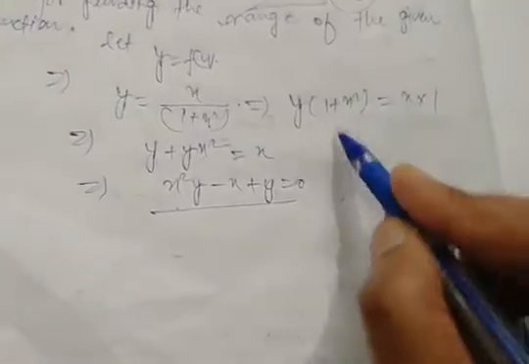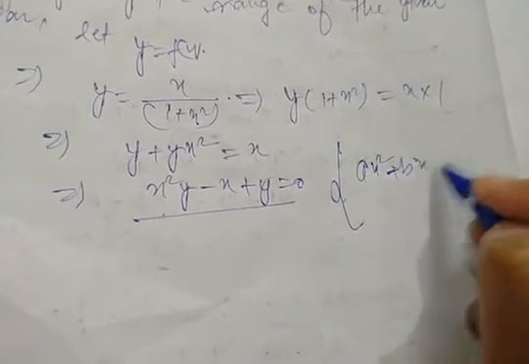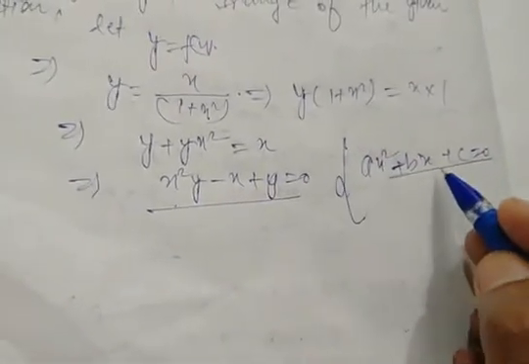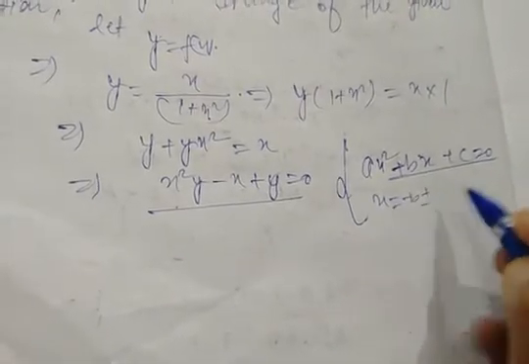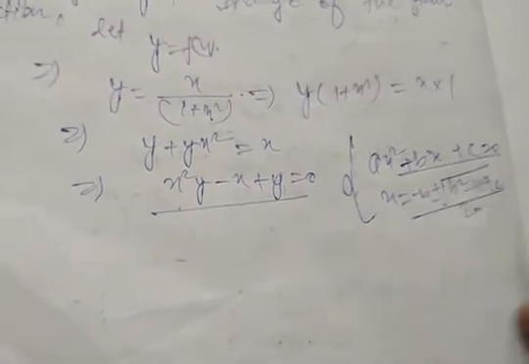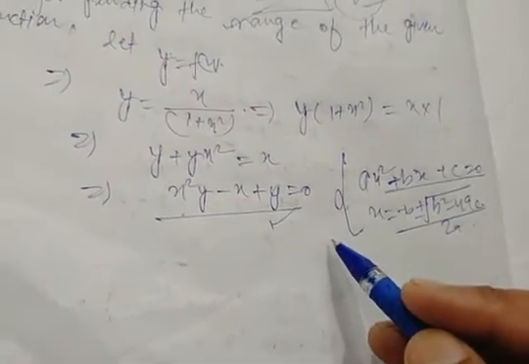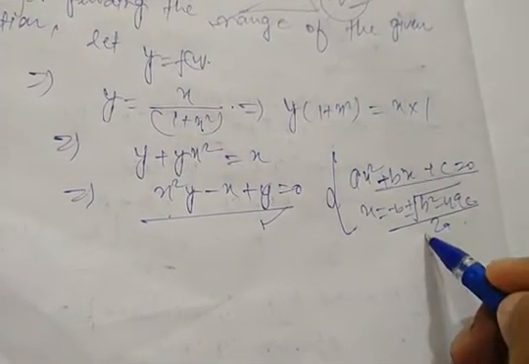The original form of a quadratic equation is a x square plus b x plus c is equal to 0, you know that. And we solve that equation by the Sridhar rule: x is equal to minus b plus minus root of b square minus 4ac upon 2a. So we solve this equation for x in terms of y with the help of the Sridhar formula.